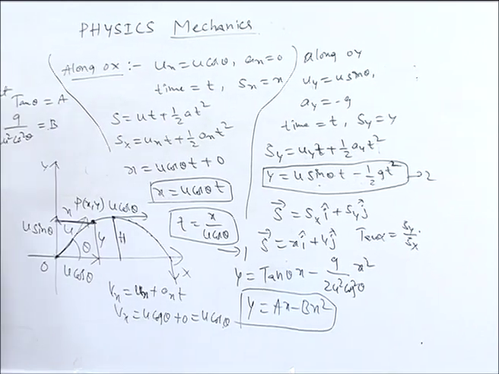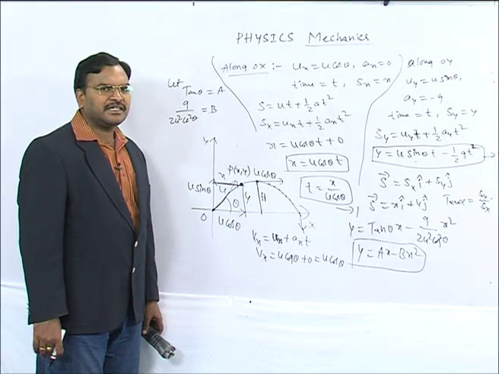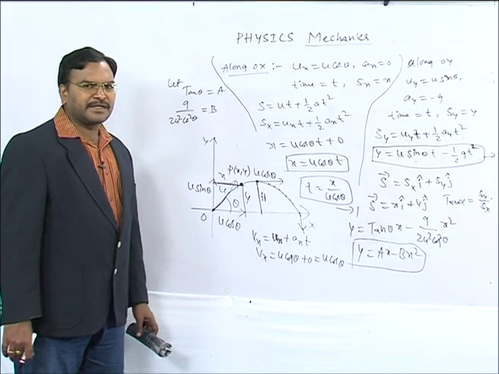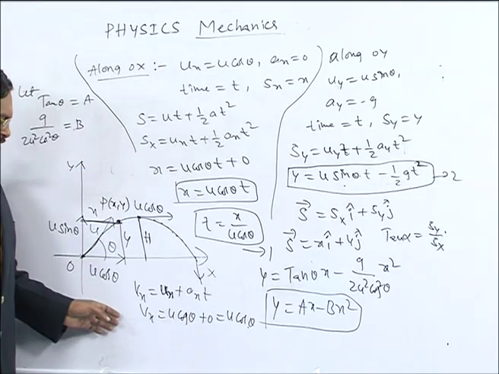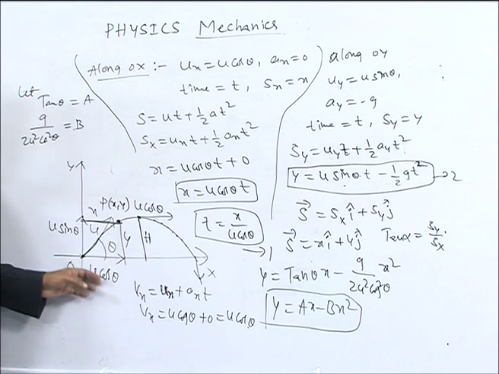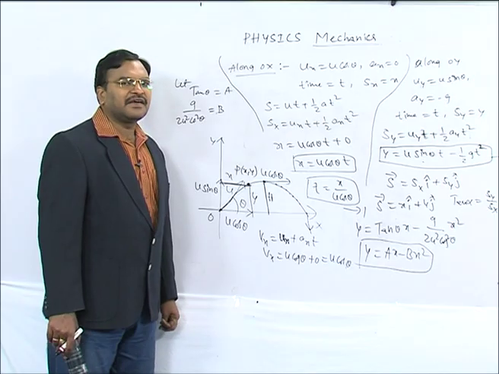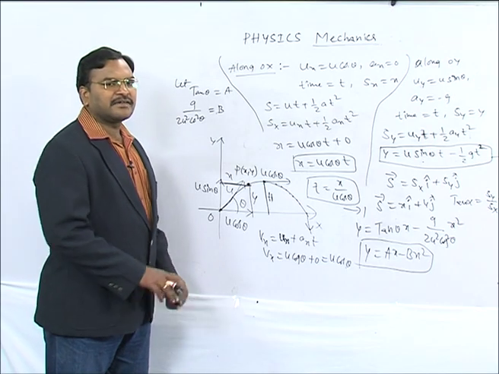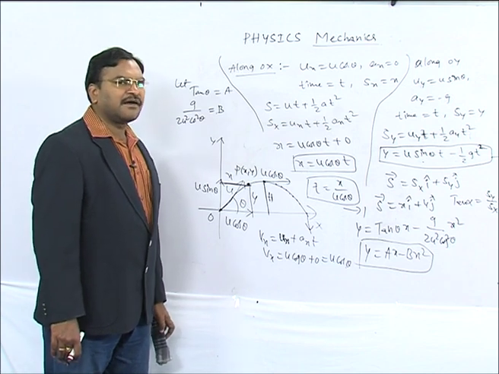Next, we discuss the velocity of a projectile after time t seconds. What is the initial velocity vector? The initial velocity, which you already know, u bar is the initial velocity. The initial velocity vector is u cos theta i cap plus u sin theta j cap. Now we discuss the velocity of a projectile after time t seconds.